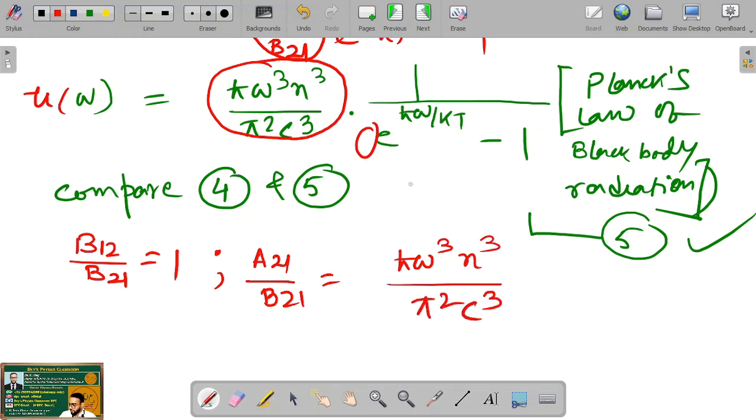Here in Planck's law of blackbody radiation, h cut is h by 2 pi, the Planck constant by 2 pi, omega is the angular frequency of the radiation, n is the refractive index, and c is the velocity of light in free space. So all those symbols have their own meaning.